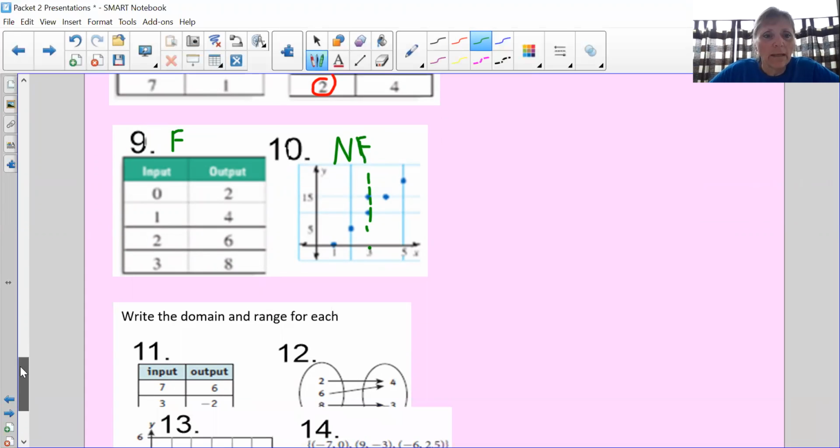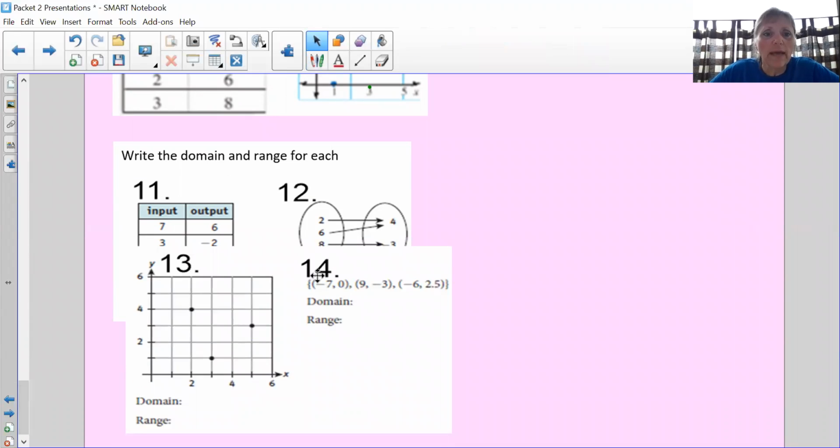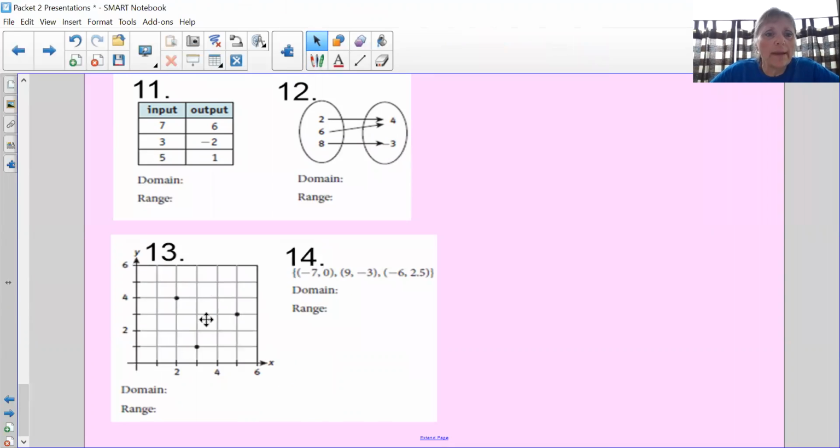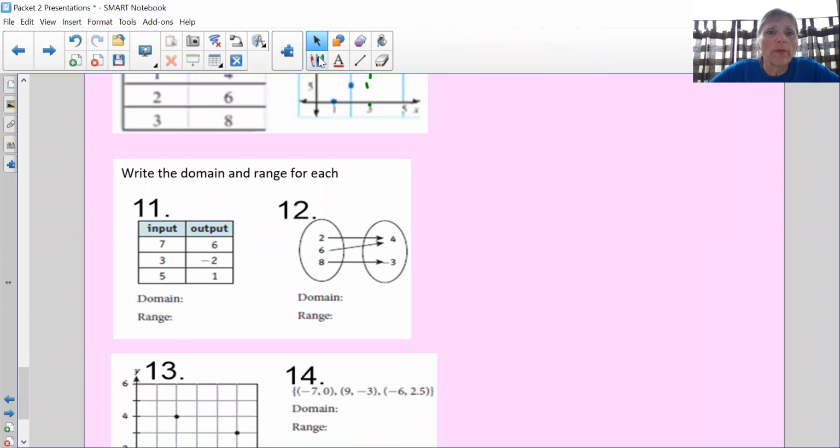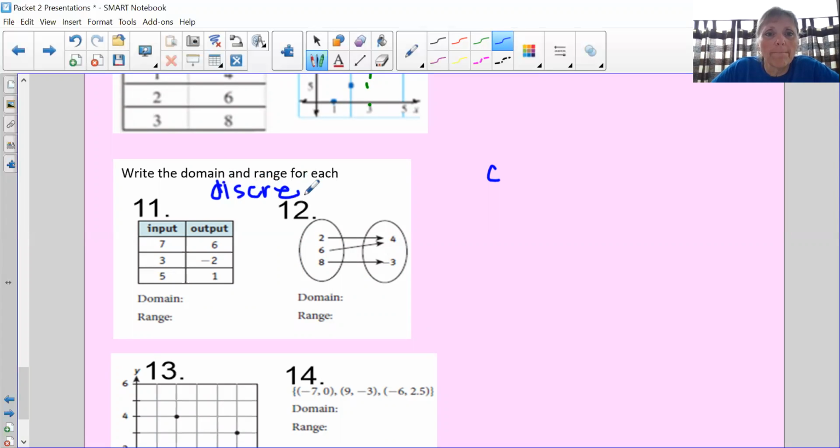Okay. Now this has different directions. This asks to write the domain and range for each. So remember that these are discrete. Discrete meaning that they're not all connected, and therefore you can list them. Remember, anything connected has so many points you can't list them. And if you're writing the domain for continuous, these are discrete. Continuous looks like this.